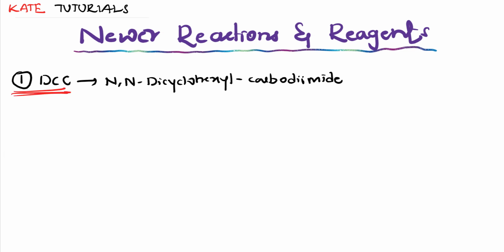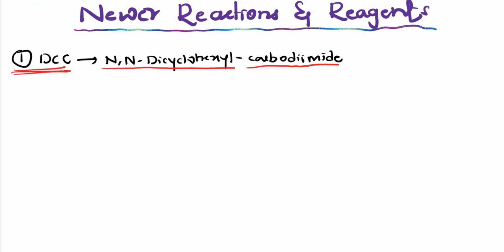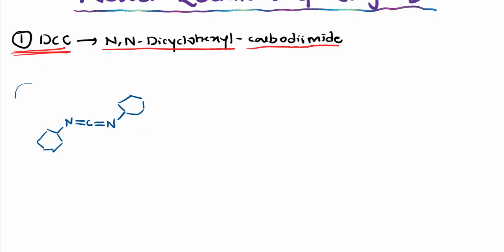What is this DCC? DCC means N,N'-dicyclohexylcarbodiimide, right? The structure, if I write, you will get to know. Its structure is very simple. C is there, double bond N, double bond N, so it is a diimine. And this is a cyclohexane ring, a 6 membered cyclohexane ring. So this is the structure of my DCC.